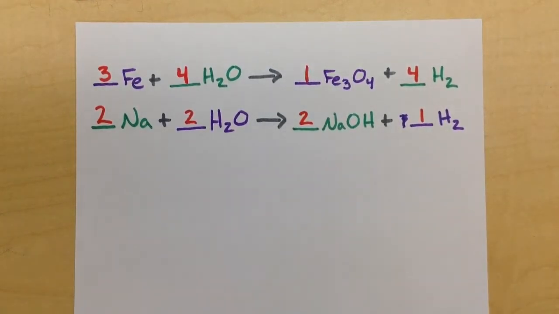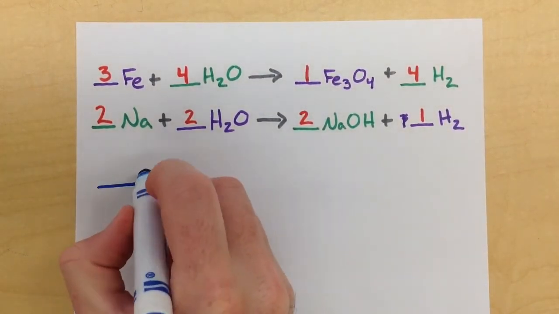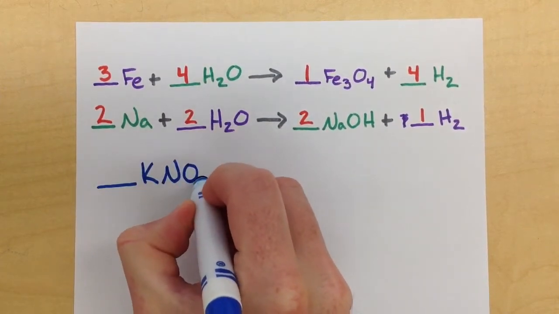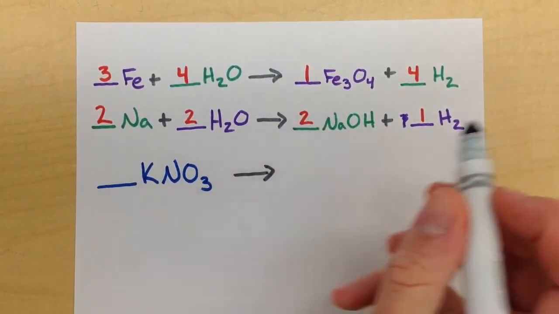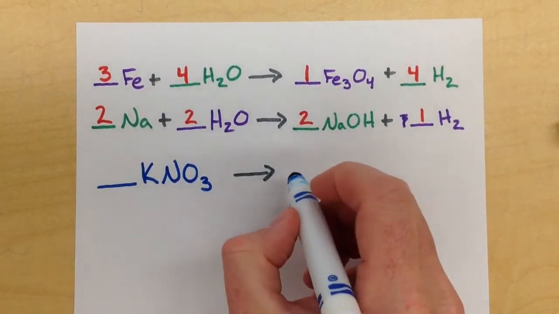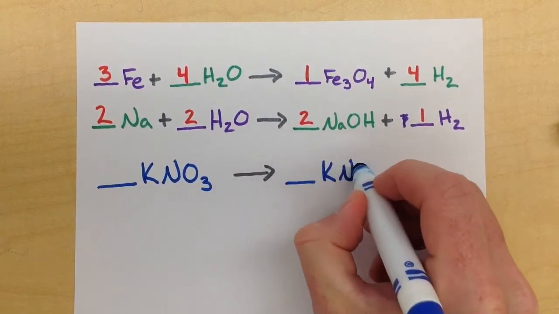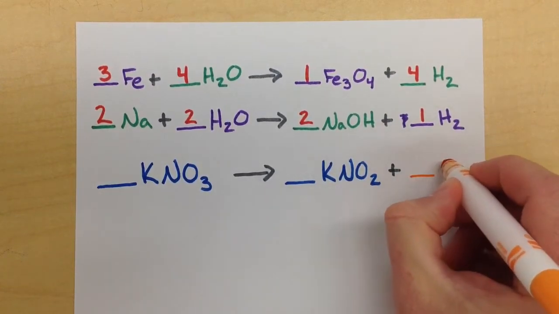Let's look at another one. The next one we're going to look at is going to be KNO3 breaking down into KNO2 and then some extra oxygen, O2.